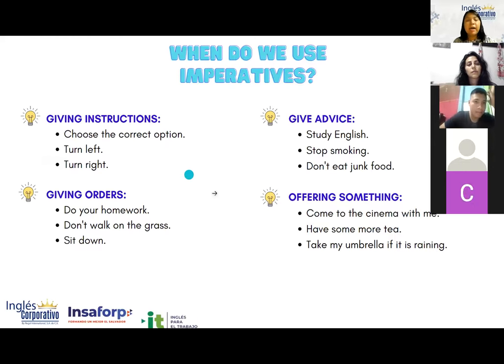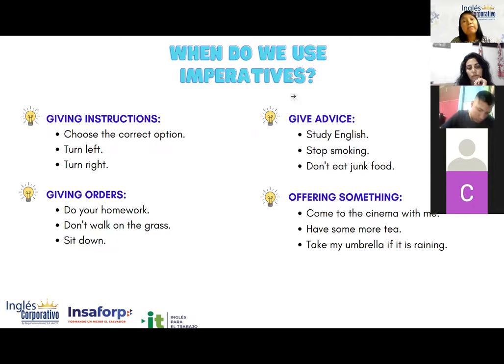So we use the imperatives, guys, to give instructions, to give orders, to give advice, to offer something, yeah? Utilizamos los imperatives, ¿para qué? Para dar instrucciones. That's why on an exam, you see indications. Choose the correct answer. Instrucción. Choose the correct answer. That is a command. That is an imperative. Turn left. Turn right. Instructions. Yeah. Giving orders. Do your homework. Don't walk on the grass. Sit down. Stand up.